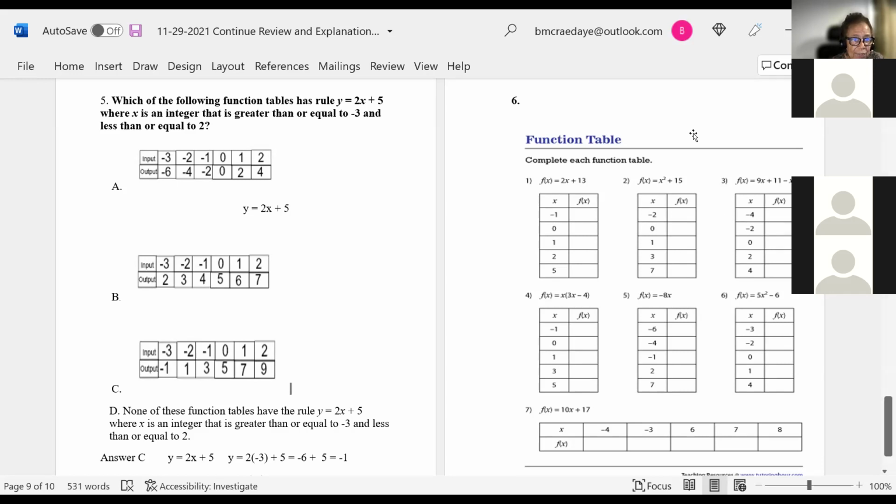Let's look. Now this function table number 6, that will be your homework for next time. So we will look at the homework. Let me do a new screen. Good afternoon, everyone. I'm sorry, I'm driving. Okay, Chastity. Okay, let's look at our homework.